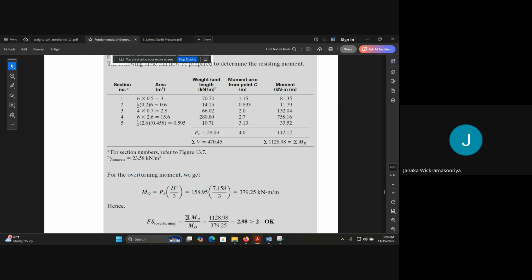So the factor of safety against overturning is sigma MR, that is this one, divided by the overturning moment. That would be this one. Therefore, normally if it is greater than 1.5, if it is greater than 2, so we take it as okay.